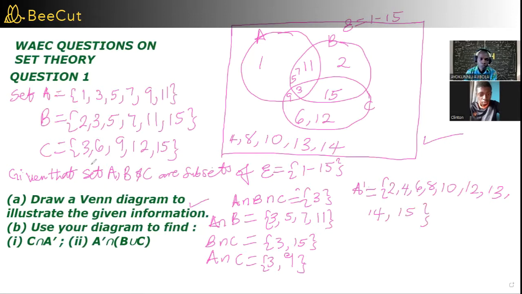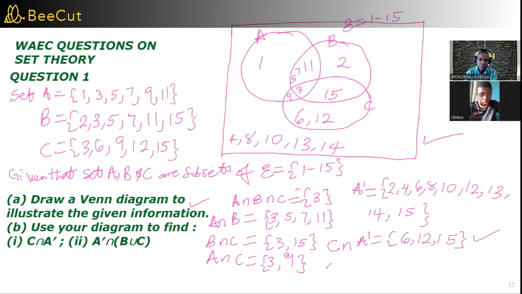So what is common to C and to A complement? So C intersection A complement will now be what? What is in C and is in A complement? I can see 3 here. Is there 3 here? No. A 6, yes or no? Yes. A 6. No 7, no 8, 9 is there, but 9 is not here. 11. So I have 12. 12 is common. Then is there 15? Yes, 15. So that is the answer to that.